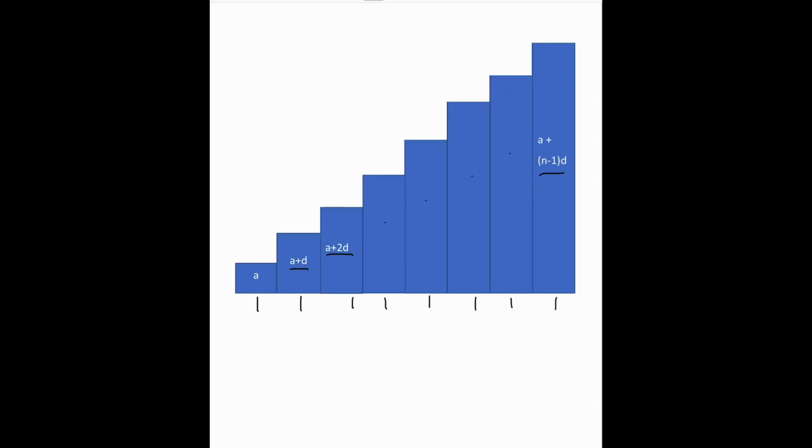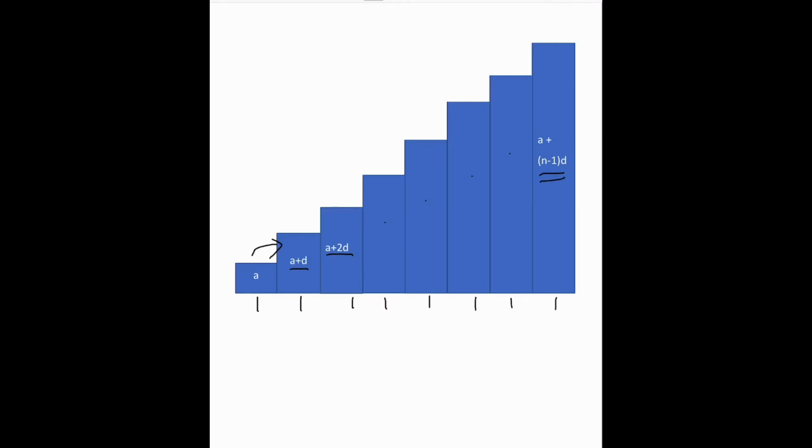If you guess that they are in arithmetic progression, also called AP, then you're correct. So to the length of each rectangle, if you add D, then you get the next rectangle, right? So to A we add D and we get A plus D, then again we add D and get A plus 2D, and so on till we reach the last rectangle, which is A plus (n minus 1)D.